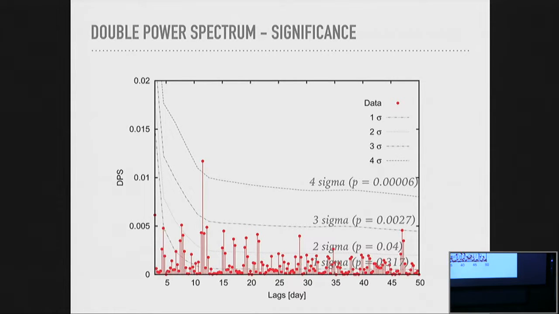And here, the points correspond to the gamma ray light curve. So you can see that in our case, the probability that this is just random noise, that such a signal would be produced by a random fluctuation, is extremely low. And this corresponds to about 4 sigma.